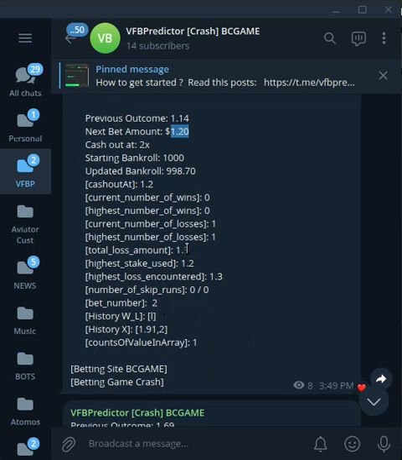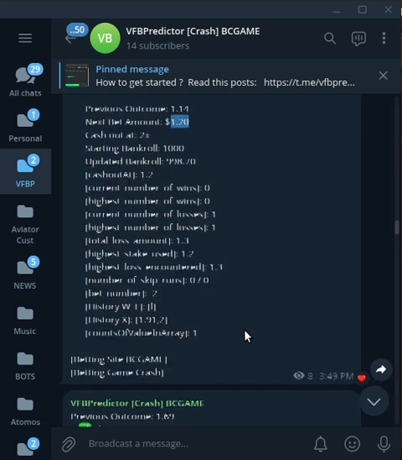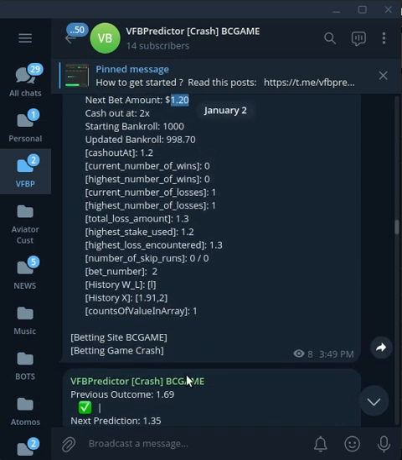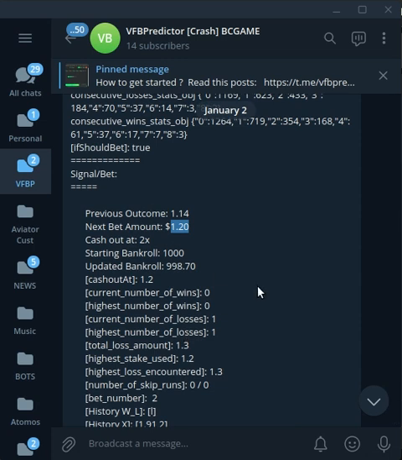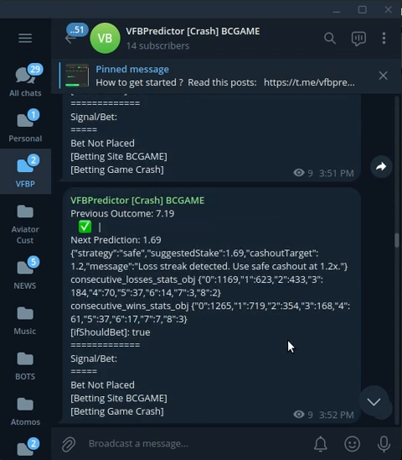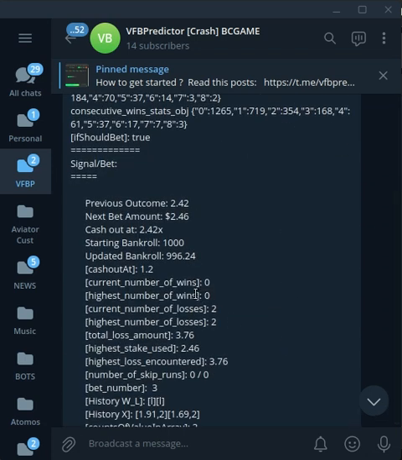Total loss amount. So did this one win? Cash out at 2. This one lost. So we wait for the next signal. Here is the next signal telling us to cash out at 2.42 and bet an amount of 2.46.